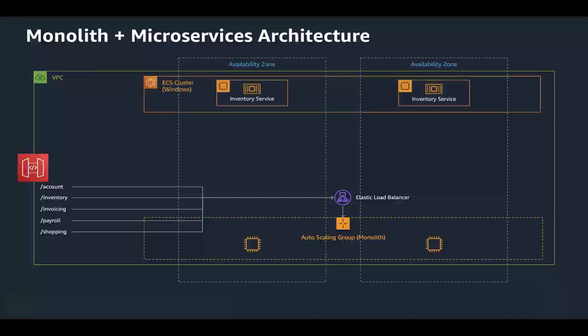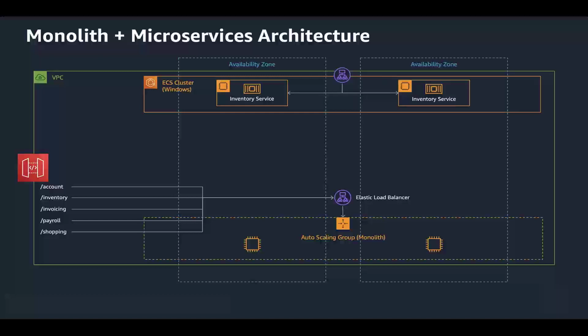First, we'll add an ECS cluster using Windows EC2 for compute. This cluster will run the inventory microservice in Windows containers. As we continue with our Strangler Fig pattern, any services that are .NET Framework only can also run in this cluster.